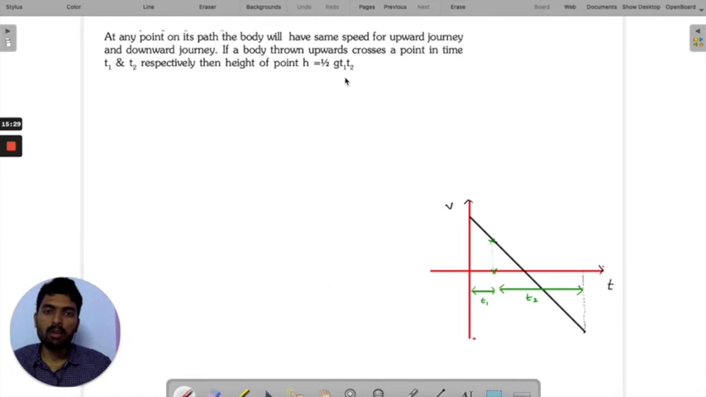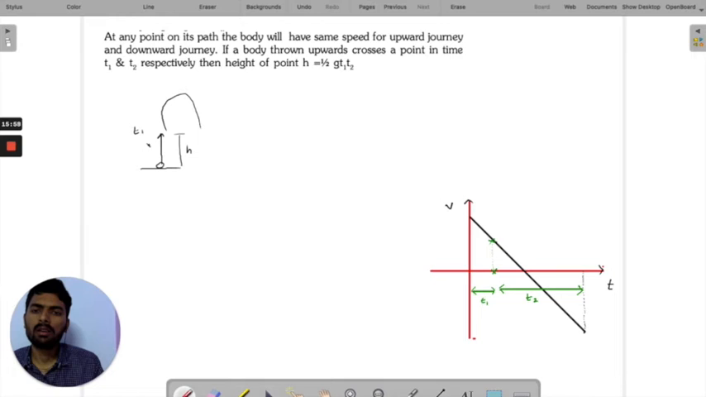If a body thrown upwards crosses a point in time t1 and t2 respectively, then the height of the point h is half g t1 t2. Now let's solve this from the equation of graphs. The question states if you have an object thrown upwards which crosses a certain height, let's say h here, at the first instance t1, and let's say as it goes up it returns back once again, and as it returns back, let's say it crosses it one more time here, which is at t2.